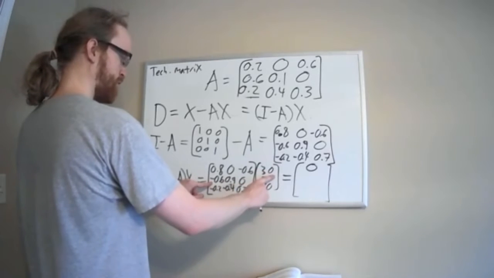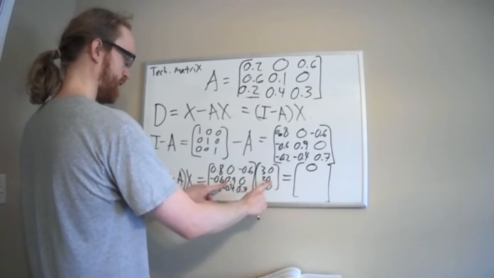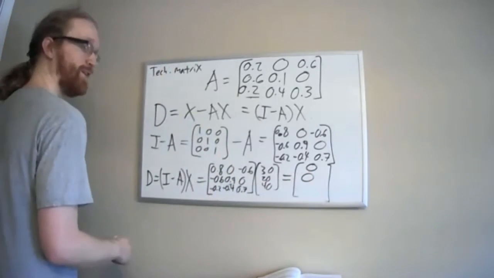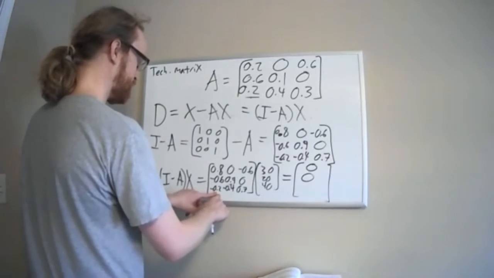Negative 0.6 times 30 is negative 18. 0.9 times 20 is positive 18. And 40 times 0 is 0. So it looks like I have 0. So this is kind of a dumb problem, but that's fine. We're going to have a demand of 0, which is kind of silly.